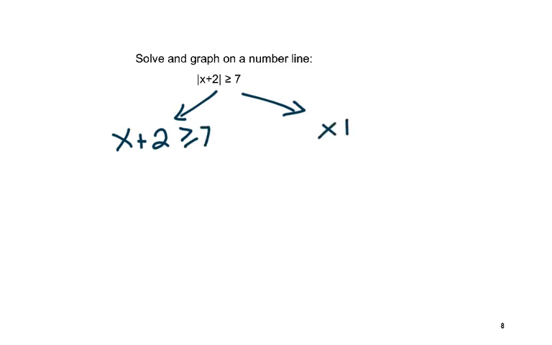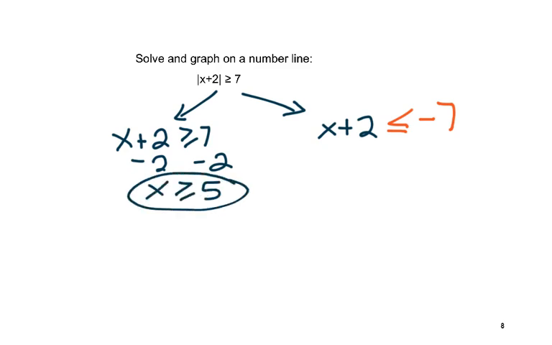I'm going to write x plus 2 in red just to make sure you realize what we're doing here. It's going to be less than or equal to negative 7. Not only do we flip the sign of the inequality, but we take the negative of what's on the right side. All right, let's go. Subtract 2 from both sides. We get x is greater than or equal to 5. On the other side, we subtract 2 from both sides, and we get x is less than or equal to negative 9.